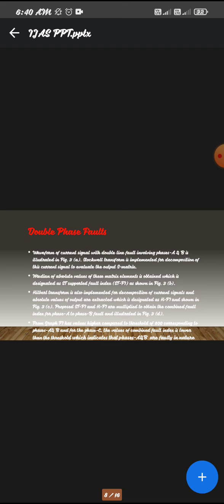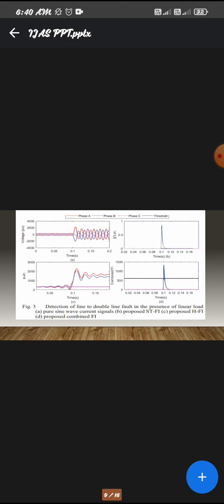Waveforms of current signal with double line fault are obtained using Stockwell transforms. Hilbert transform is also implemented for decomposition of current signals, and STFI and HFI are multiplied to obtain the combined fault index for phase A to phase B fault, illustrated in figure 3.